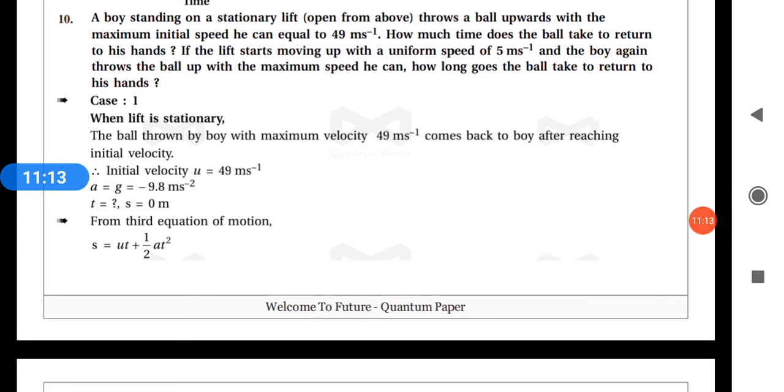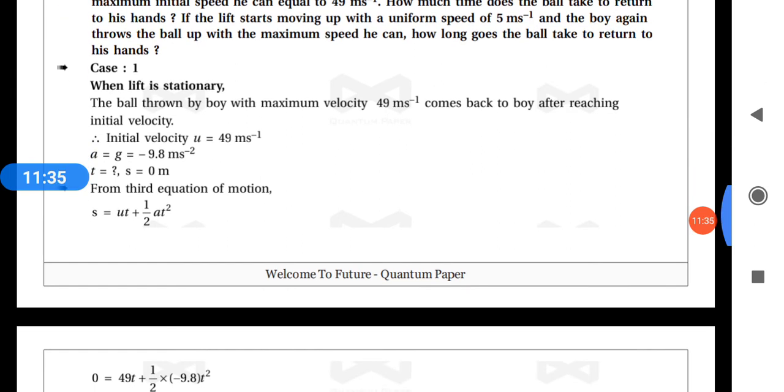So first, case one is when the lift is stationary. The ball thrown by the boy with the maximum velocity 49 meters per second comes back to the boy. So the initial velocity u is equal to 49 meters per second, and acceleration a is equal to minus 9.8 meters per second square. We have t, and s is equal to 0 meter. So by the second equation of motion, s is equal to ut plus 1/2 at square, and we get s equal to 0.